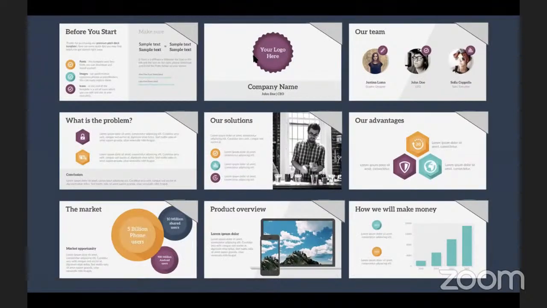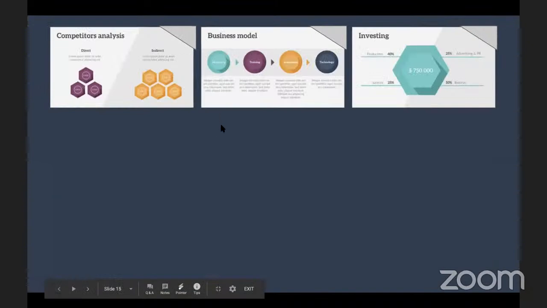So it has the introduction, it has the theme, it shows the problem, the solutions, the advantages, the market overview, product overview, and how the business will make money. It shows the competitors, the business model, and the investment, but it's still missing one slide. What's that one slide?